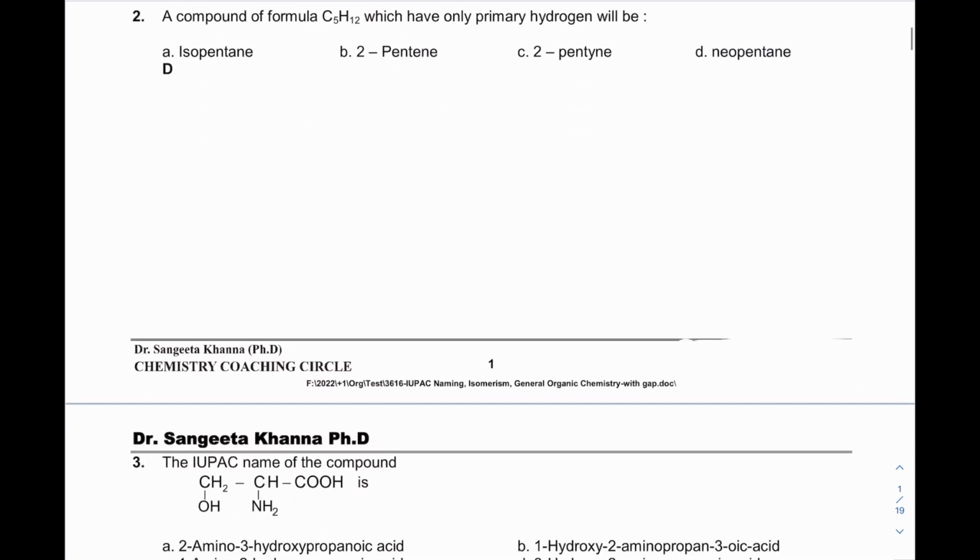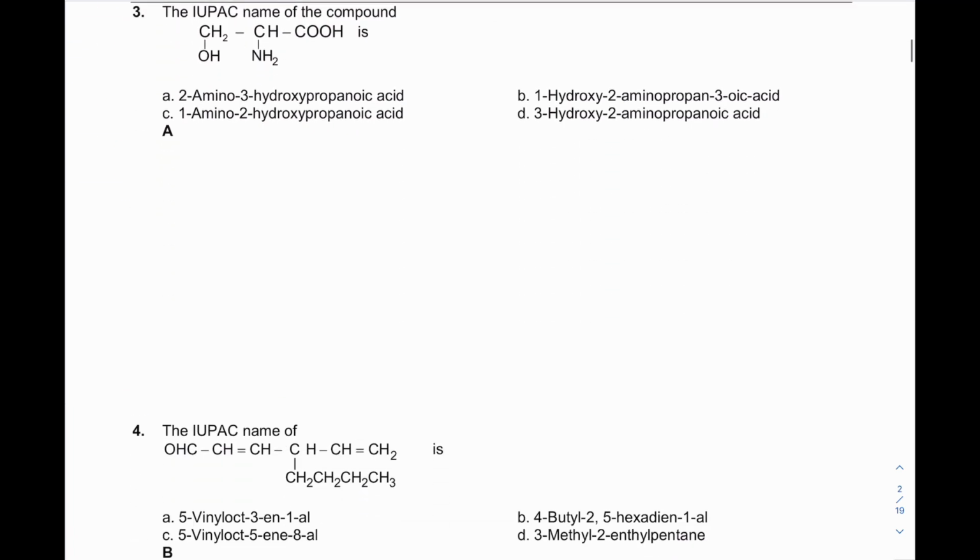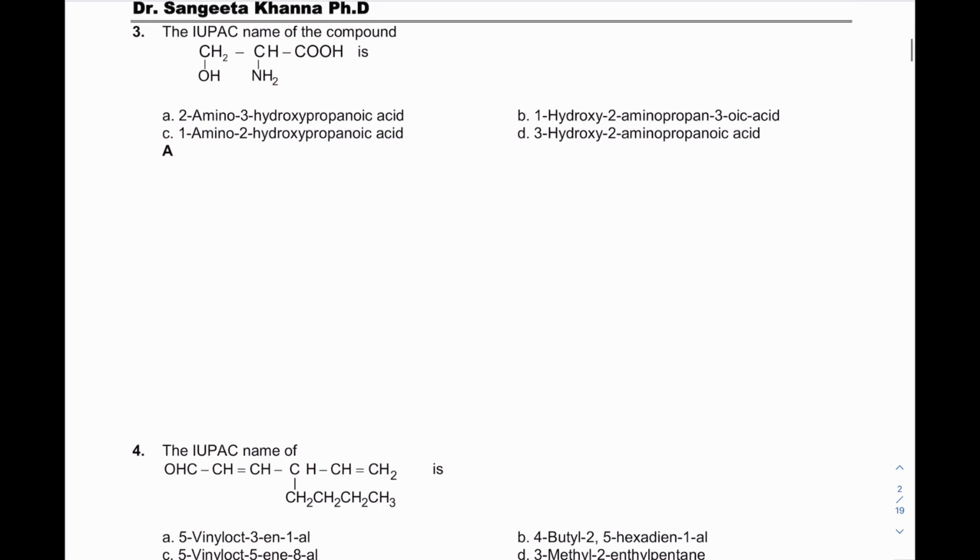Second is a compound of formula C5H10 that has only primary hydrogen. Primary hydrogen atoms are present only in neopentane. Isopentane is this one, having tertiary as well as secondary hydrogen. Now the IUPAC name of this compound is 1, 2, 3, 2-amino 3-hydroxy propanoic acid. It is A.